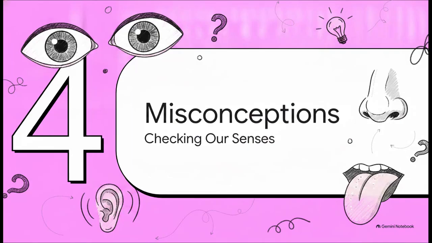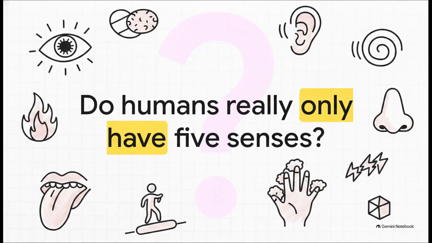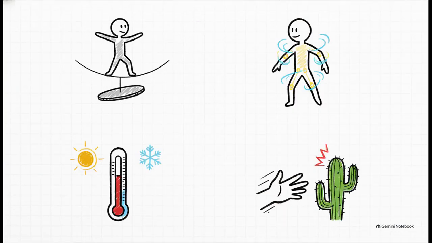All right, Section 4, Misconception check. Senses. Let's shift our focus from internal chemical transmission to how our nervous system actually perceives the outside world. Think about this for a second. Do humans really only have 5 senses? I mean, we've all been taught sight, hearing, touch, taste, and smell since kindergarten, right? But is that actually biologically accurate? Well, the answer is a resounding no.